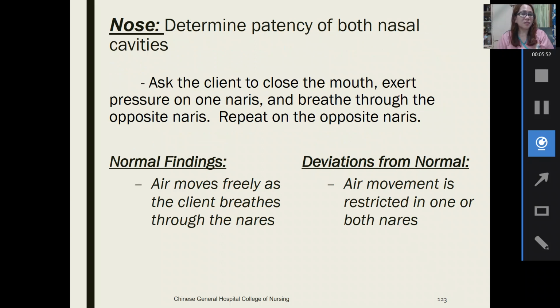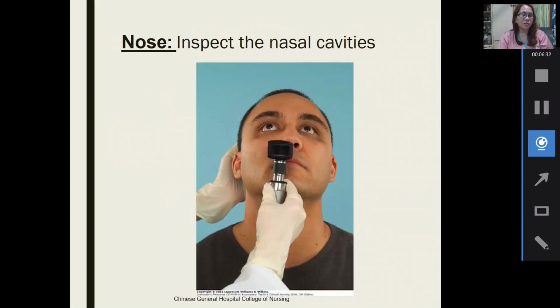Also, determine the patency of both nasal cavities. How will you do that? You can ask the client to close the mouth, exert pressure on one nares, and breathe through the opposite nares. So, hinga siya. Repeat on the opposite nares. Okay? Ayan. So, normal findings, the air moves freely as the client breathes through the nares. And deviation from normal, so the air movement is restricted in one or both nares. So, hirap, merong obstruction probably.